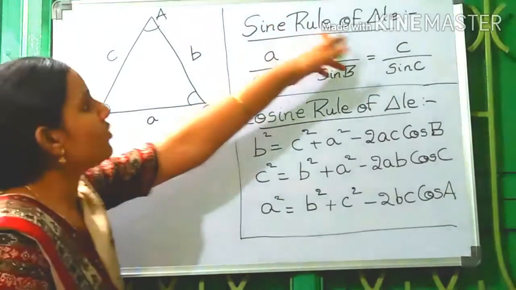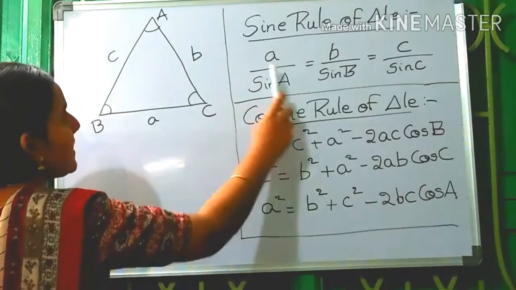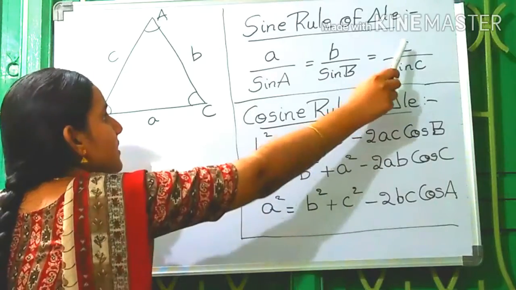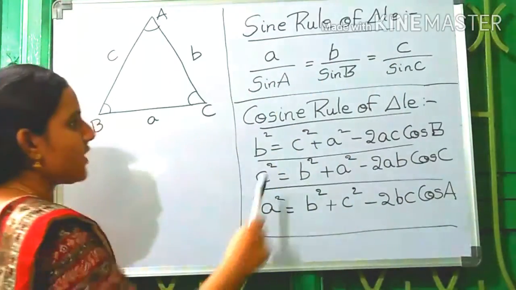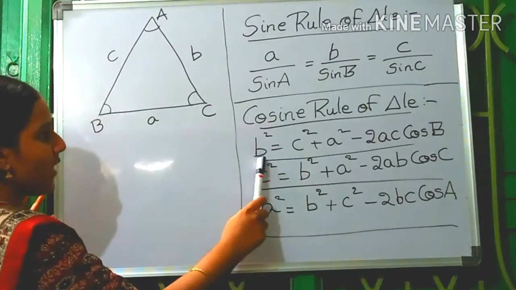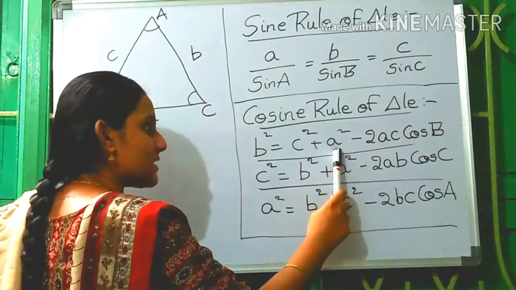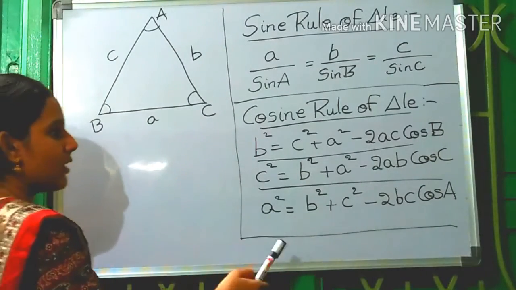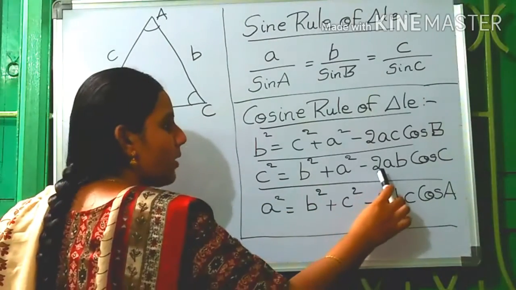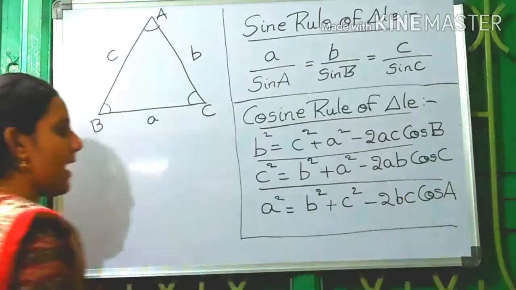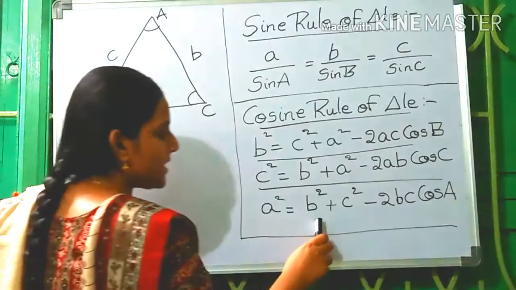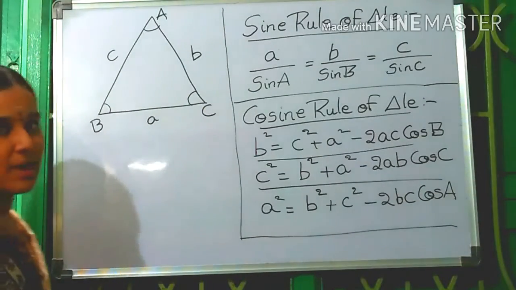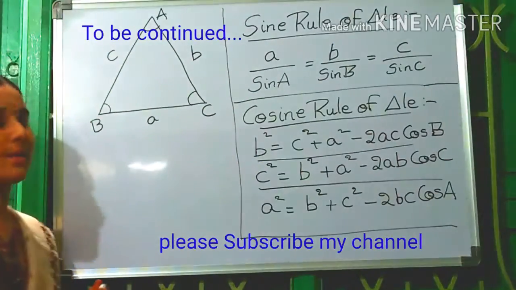Then what the sine rule of a triangle says is a by sin A is equal to b by sin B is equal to c by sin C. Cosine rule of triangle is b square is equal to c square plus a square minus 2ac cos B. Similarly, c square is equal to b square plus a square minus 2ab cos C, and a square is equal to b square plus c square minus 2bc cos A. These formulae might be useful when we do problems in physics.